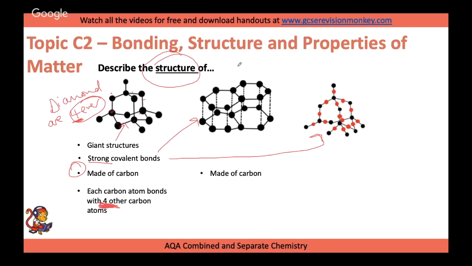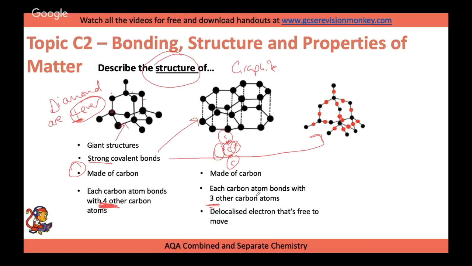The graphite here is also made out of carbon, but this time each carbon atom bonds with 3 others. So if you've got a carbon here, that bond is bonding with another carbon. We've got another carbon here, another carbon here, and then we'll have 1 electron. And this electron that's left over, because it's not bonding to a carbon, because we've already got 3, is delocalized, and that can move around. And if you've got a moving charge, that means it can conduct electricity.